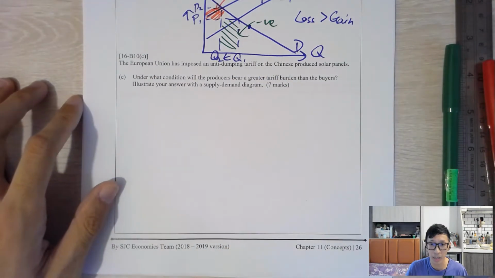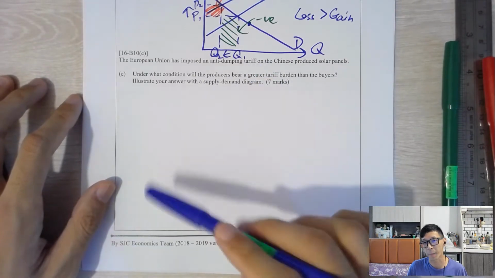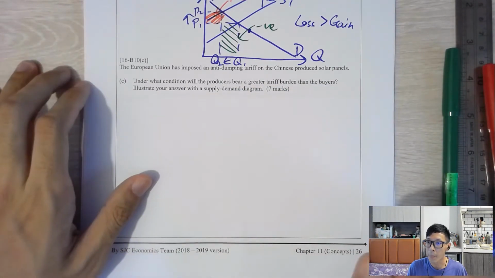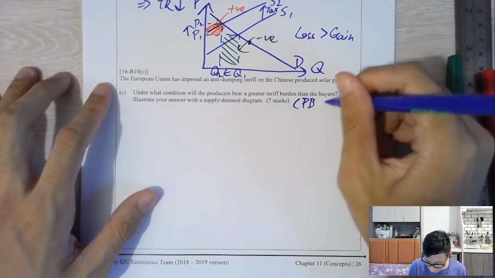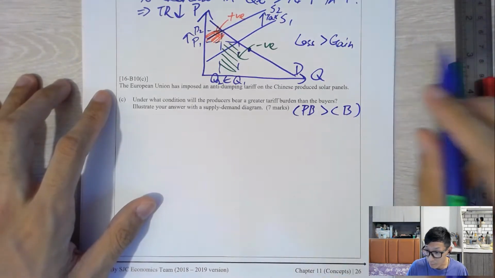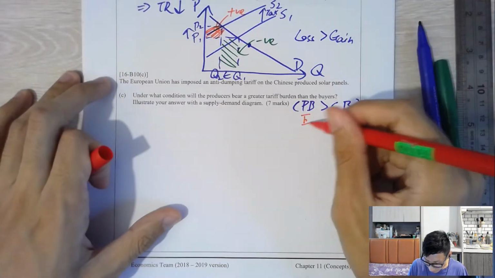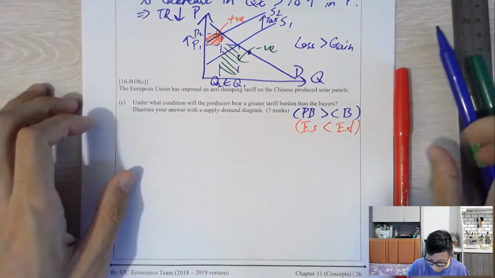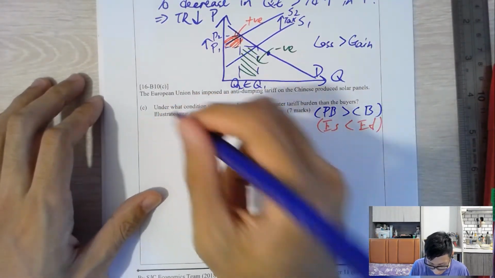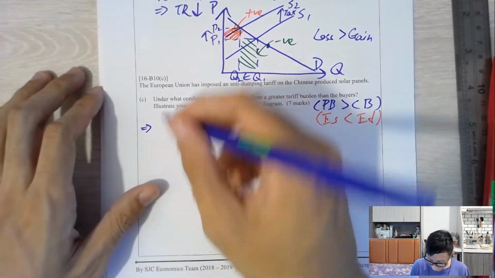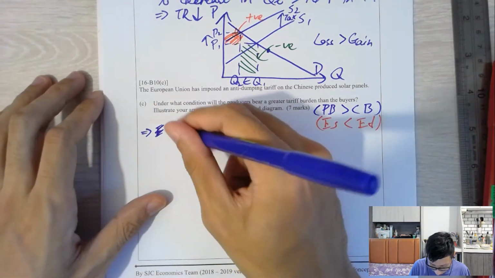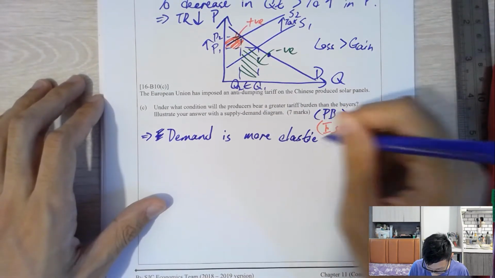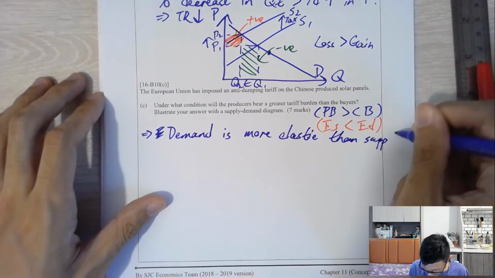Okay, now for simplicity's sake, okay, let's imagine this is a per unit tax, obviously, right? 係嘛? Under what condition would producer bear greater burden than buyer? Okay, 嗱，即係咩意思啊? PB greater than CB. Okay, if you remember, it means that ES, 它吃多一點嘛, so less elastic than ED. Okay, 好嗎? So the condition, okay, the condition now, okay, we know that the demand is more elastic than supply. Now this is the condition.